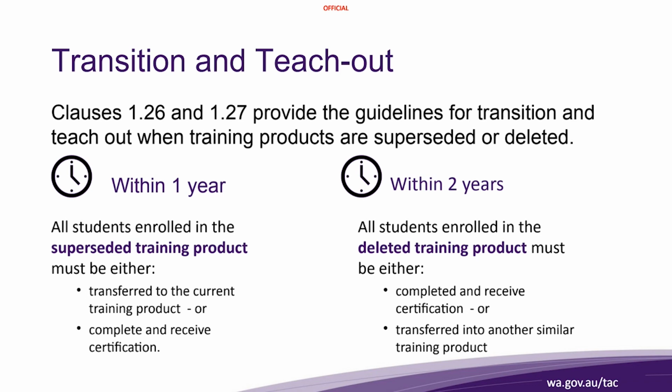We've got a couple of clauses that are about transition and teach out, and again, they are about when a training package is superseded or where a training package, training product is deleted. And there's some timeframes that sit around that are standardised for every RTO. When you've got a superseded training product, our timeframe for either finishing people or transitioning to the new training product is 1 year. When a training product is deleted, we have 2 years to actually certify or transfer that student into a new training product.